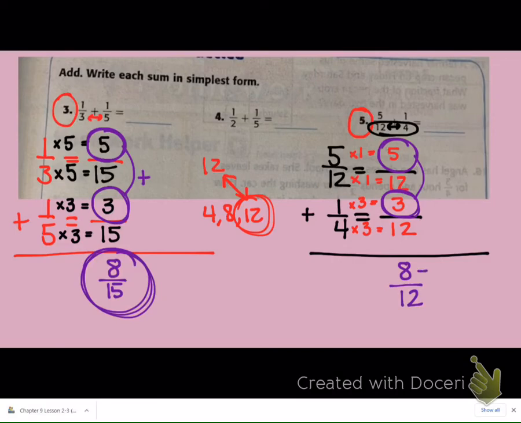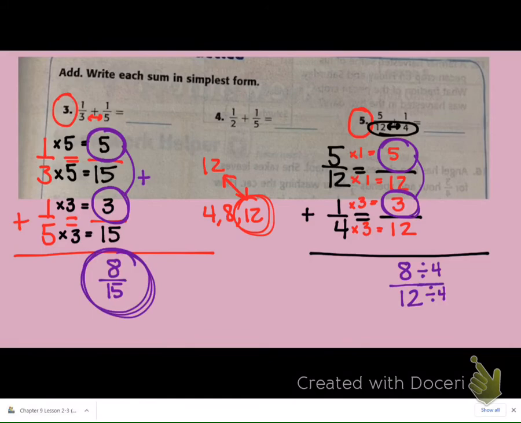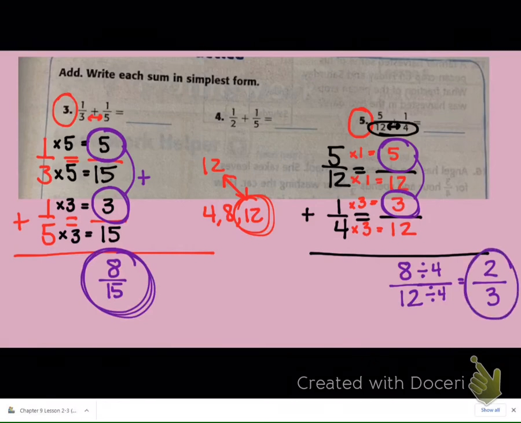So we're going to go ahead and factor this out, divide both the top and the bottom by 4, and make our simplified fraction. 8 divided by 4 is 2. 12 divided by 4 is 3. So 2/3 is our simplified fraction. That would be the correct answer. Hopefully you got that correctly.